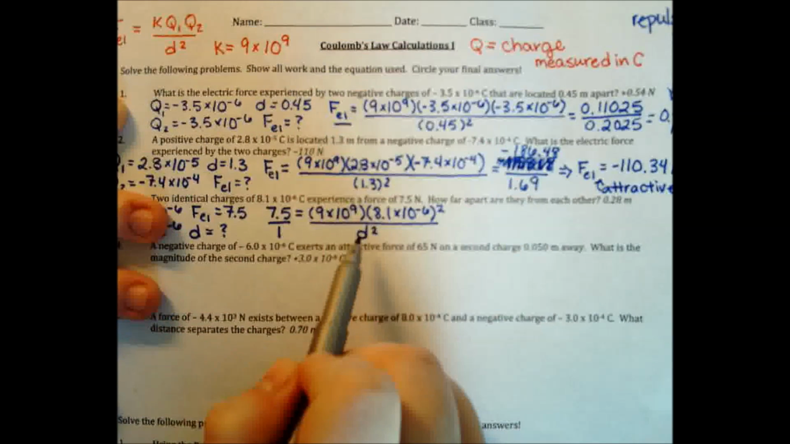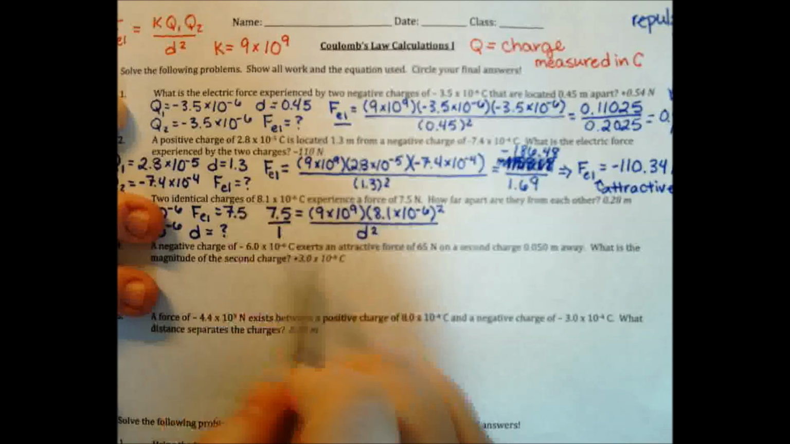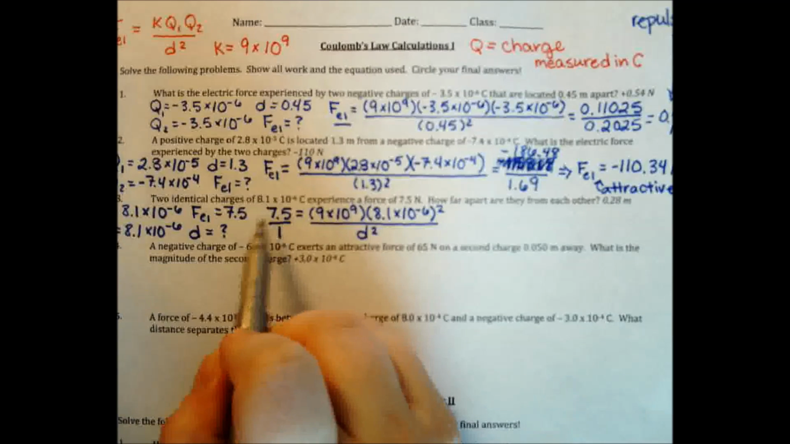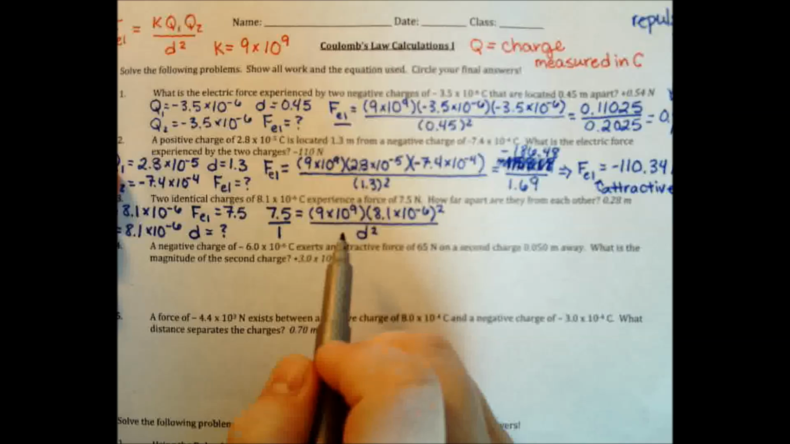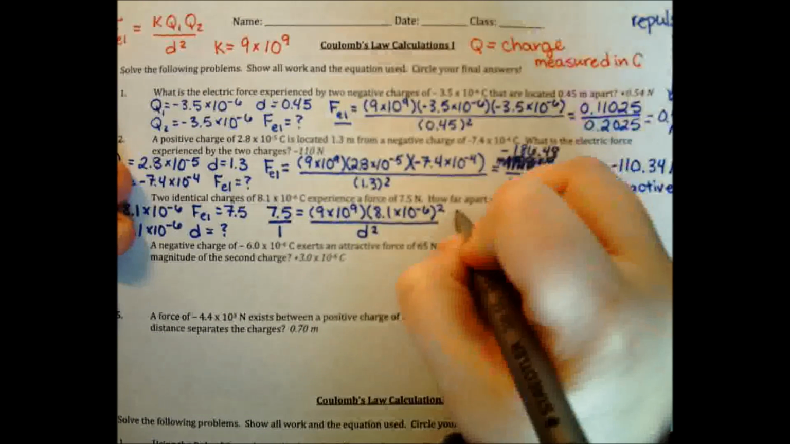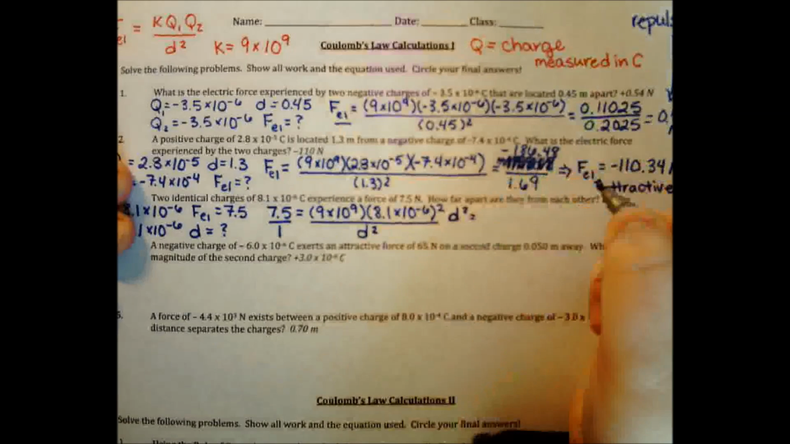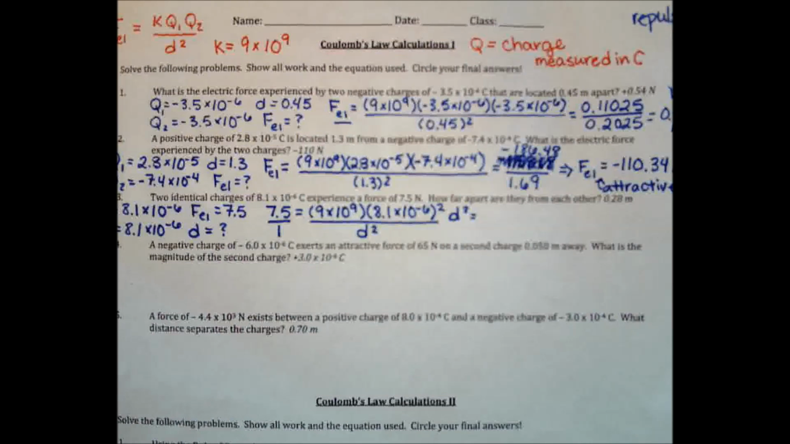You could do that in 2 steps. You could multiply both sides by d squared, and then you could divide both sides by 7.5. It's simpler in my mind to think about it as cross multiplication, but whatever makes it simpler for you. So, d squared equals, I'm going to go ahead and multiply this numerator together.